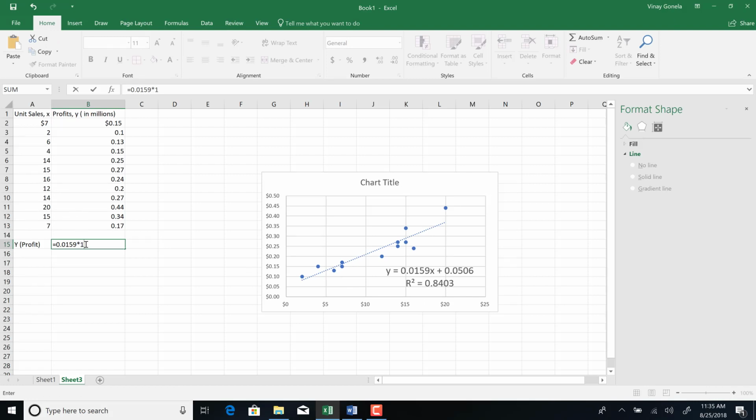This is 10 because our sales are expressed in normal values. They didn't include million, so I don't have to put million, plus 0.0506. So that would be my profit. So if I hit enter, so that's the profit I would be making if my sales is 10 million. So I would make 0.2096 million if my sales is 10 million.